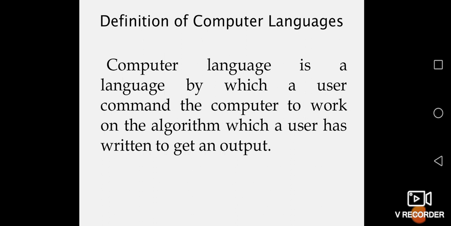Okay, what is the definition of a computer language? That means, what is a computer language? It is a user command to the computer to work on an algorithm. Algorithm means some specific structure which a user has written to get an output.